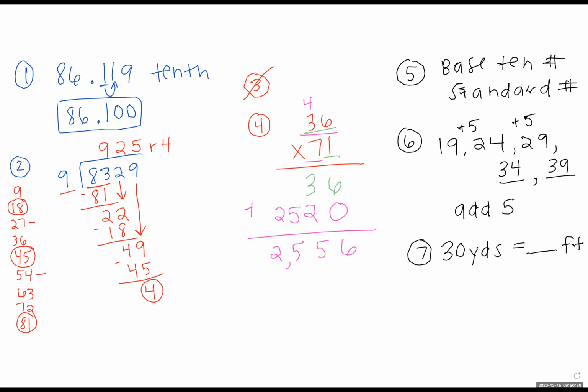We first need to find out, in 1 yard, how many feet is that? Think of a yardstick in the classroom. There are 3 feet in that. So if there are 3 feet in 1 yard, how many feet would be in 30 yards? I will do 30 times 3. 0 times 3 is 0. 3 times 3 is 9. So 30 yards is ultimately 90 feet. All right, good job. I'm going to go ahead and clear this.